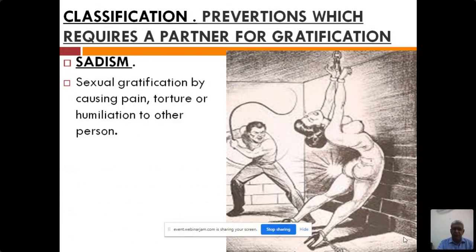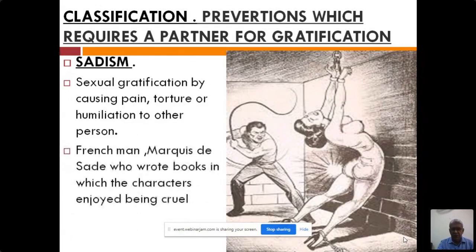Why is it said to be sadism? It has been named after a novel writer, Marquis de Sade, a Frenchman, who very beautifully described the characters of these male or female persons, and these characters are worth reading. So sadism is sexual gratification just by causing pain to others, by torturing others, by causing humiliation to the other partner.